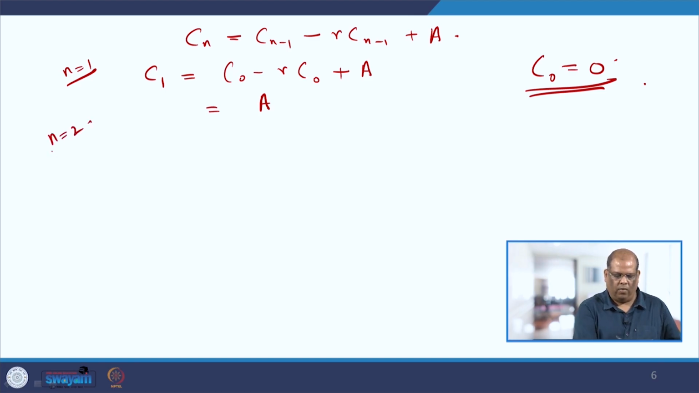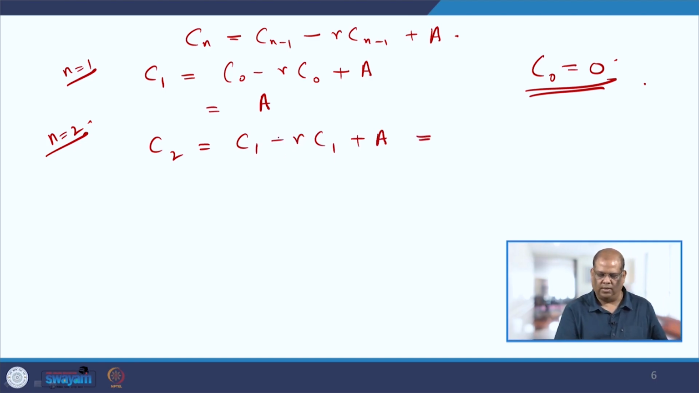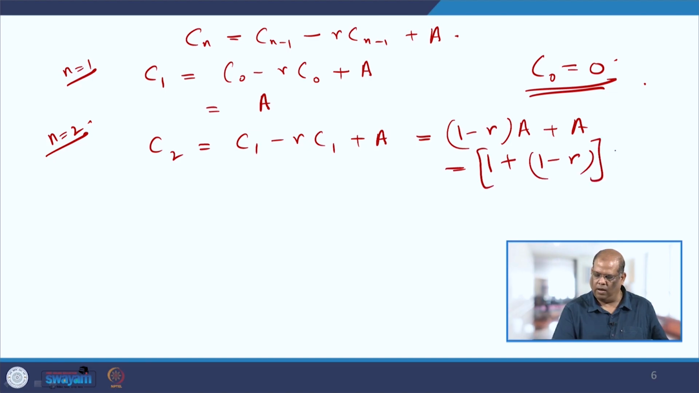Similarly, I put n equal to 2 and I get C2, which is C1 minus R C1 plus A. Since C1 is A, this is 1 minus R into A plus A, and this can be written as 1 plus (1 minus R), multiplied by A.